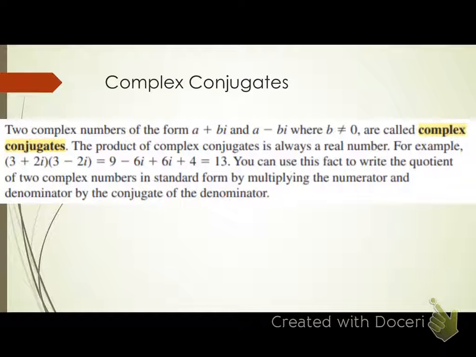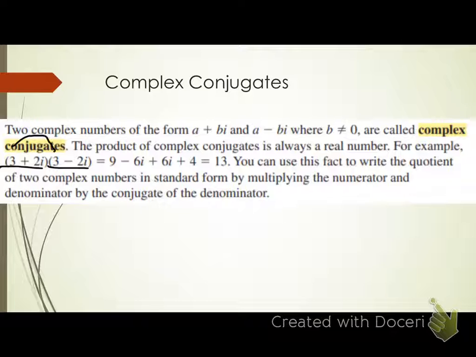For example, 3 plus 2i times 3 minus 2i. These two complex numbers are complex conjugates of each other because they have the same a value, they have the same b value, and one's plus and one is minus. Therefore, I know they're conjugates. So if I multiply these, I should get a real number. So let's see if that happens.